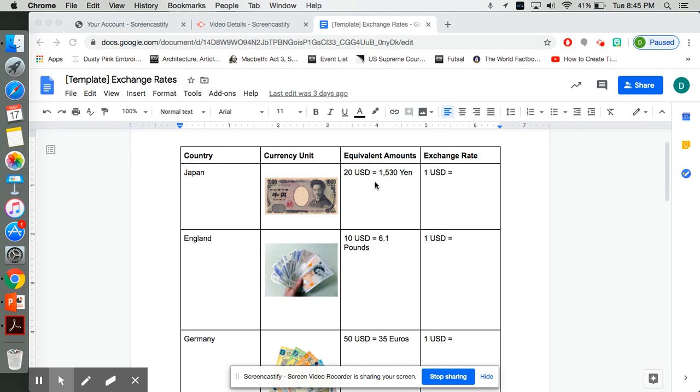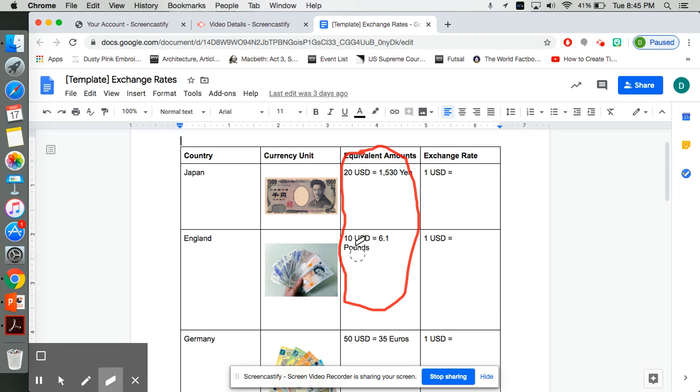In order to do that, we're going to have to use this equation to do some math here. So this column is super, super important. Make sure that we are paying close attention to the numbers that are in this column where it says equivalent amounts. That is what we're starting with right now.